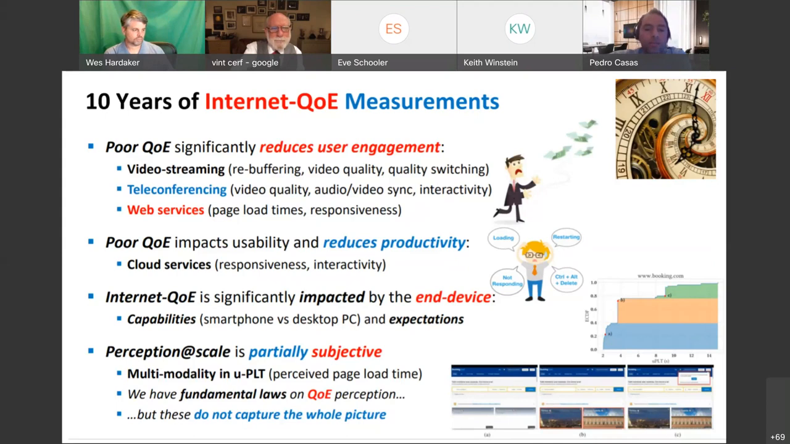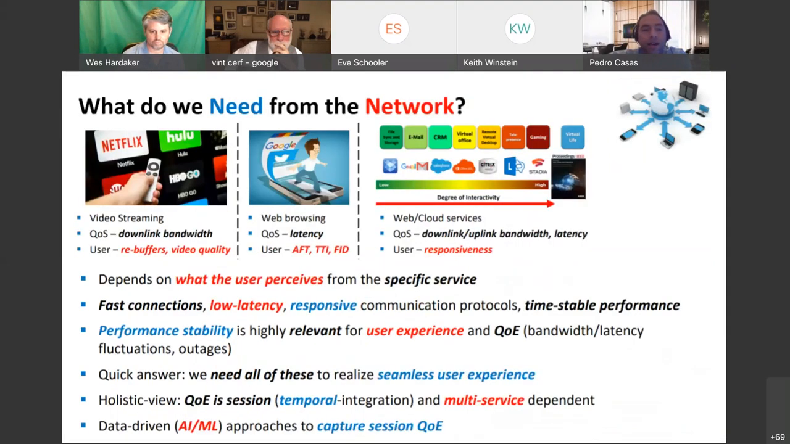Yeah, okay. So maybe just one final comment here. It's not only the network, not only the services, but also the end devices that are there. And maybe if we can go to the next slide. So what do we actually need from the network? The question depends on what the user perceives for a specific service. So it's not only about fast connections and low latency, but something more holistic.